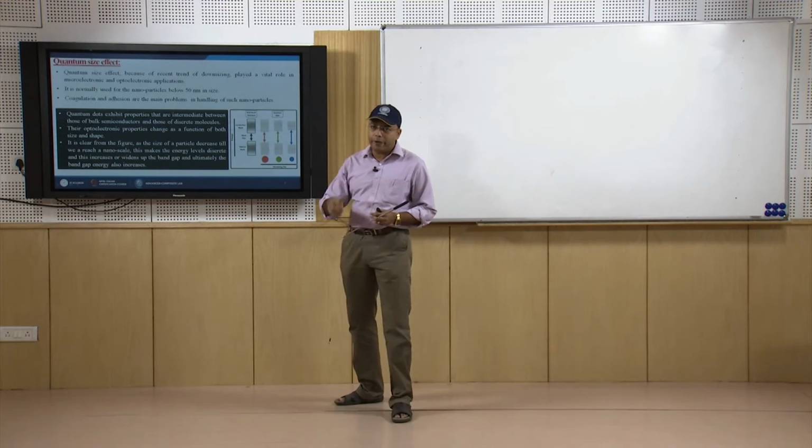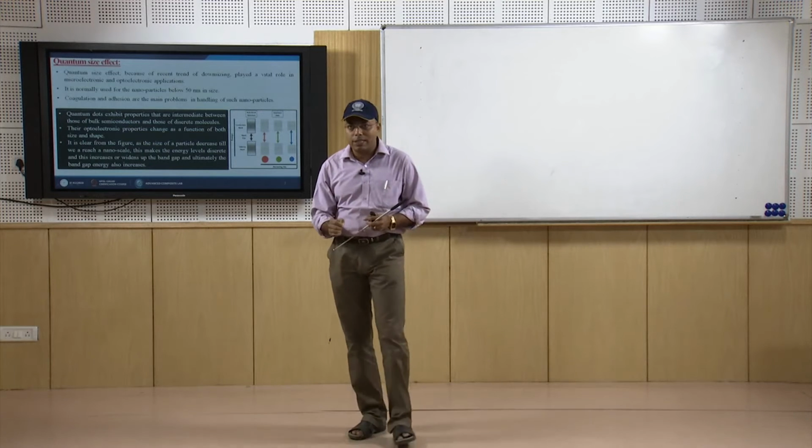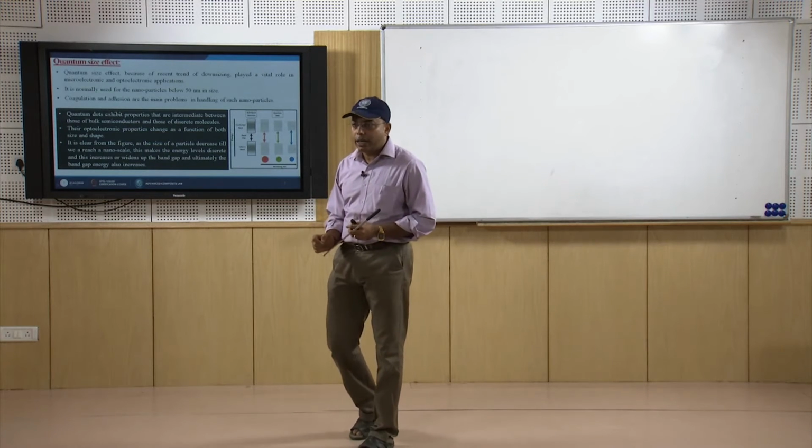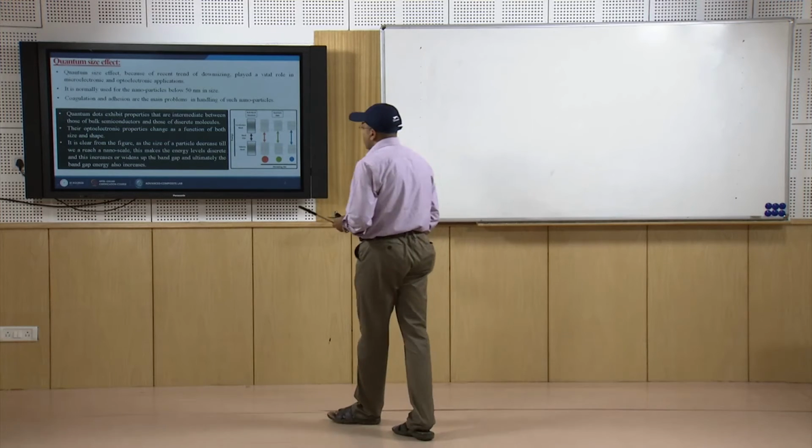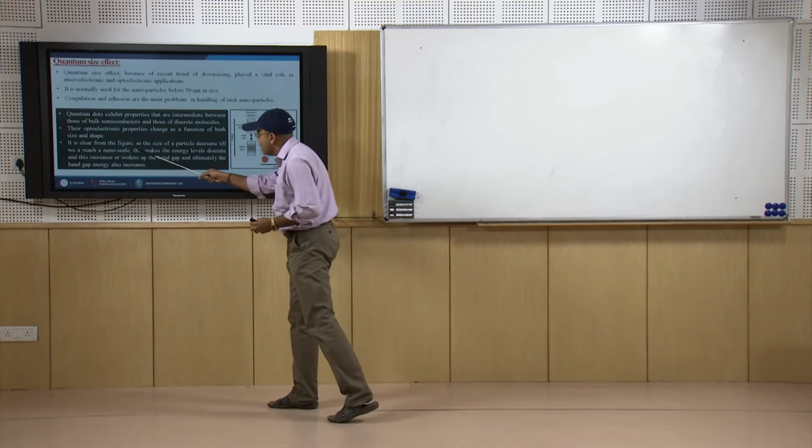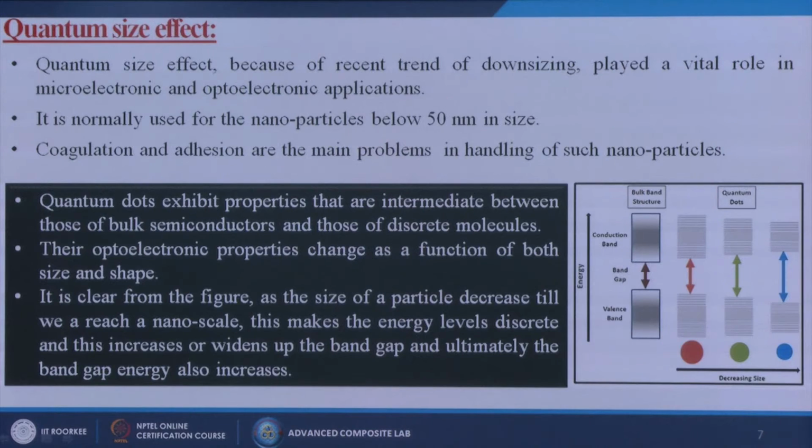So, that is a very promising material for the semiconductor industry. It is clear from the figure that as the size of the particle decreases till we reach the nanoscale, this makes the energy levels discrete, and this widens the band gap, and ultimately the band gap energy also increases.